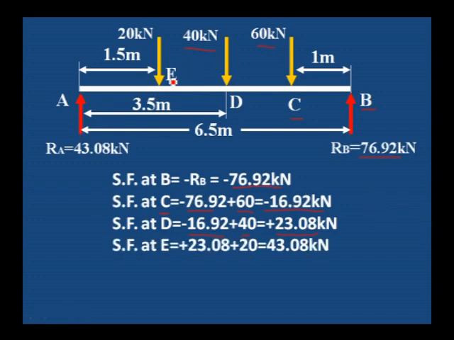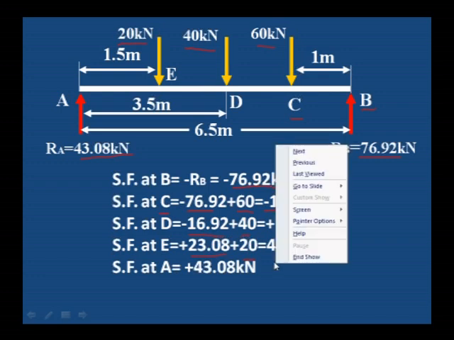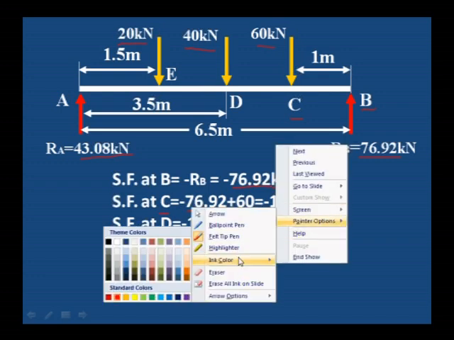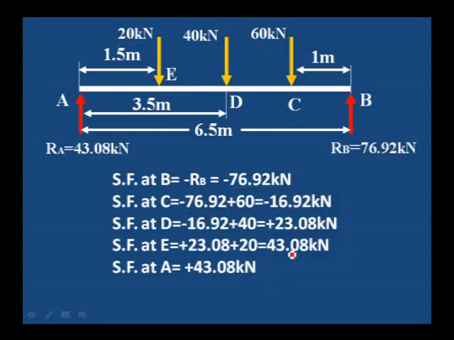Next, shear force at E: previous value 23.08 plus 20 kilonewton, that is equal to 43.08. From E to A, no load is there, therefore shear force at A is equal to 43.08. You can observe one particular point where the shear force changes its sign: minus 16.92 at C, whereas at D it is plus 23.08.